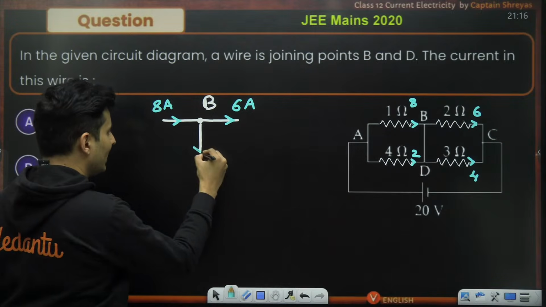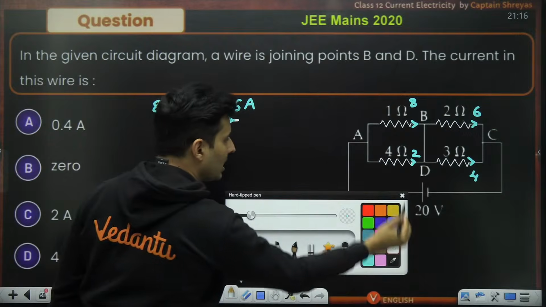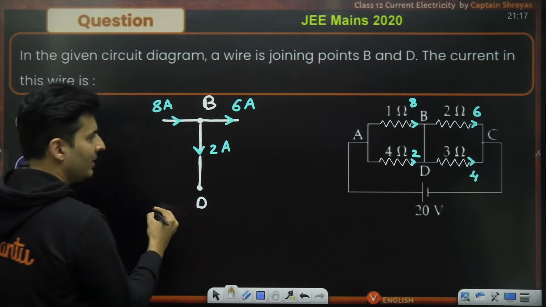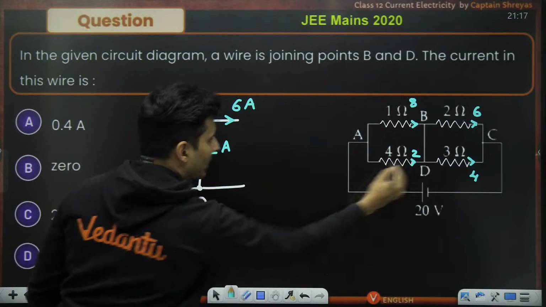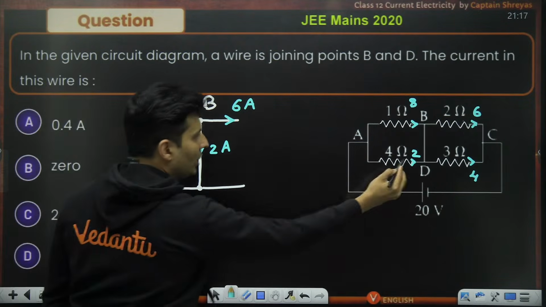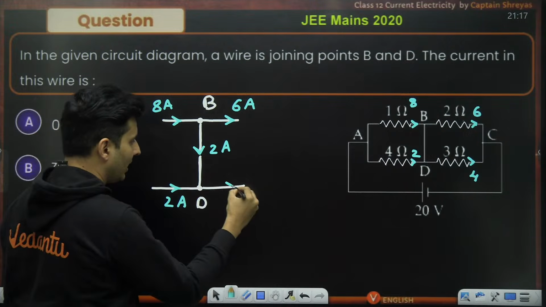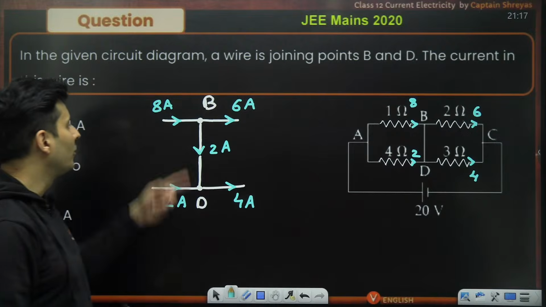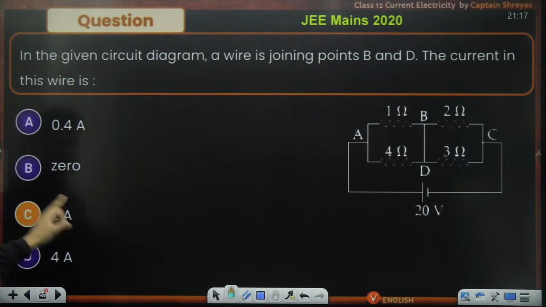Obviously, it will be going like this. Oh, sir, 2 amperes is going like this. Won't it create a problem? Don't worry. Even if it goes to point D, from this side you are getting 2 amperes. This 2 and this 2 will combine and become 4, which is exactly the case. So between point B and D, how much current is going? 2 amperes. So that is the answer.